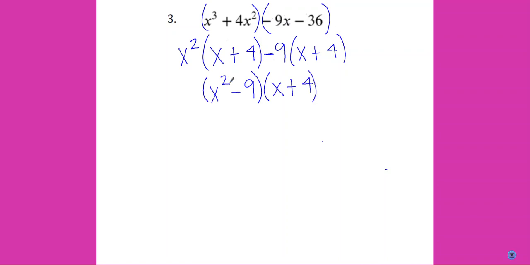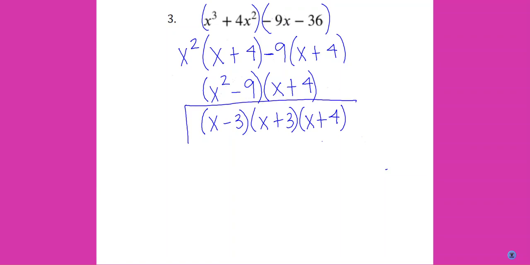Now, if you're in one of the FADA classes, stop here and go ahead and fast forward to problem number 4. This is where you would stop. However, if you're in Algebra 2, we've learned about difference of perfect squares, which is what x squared minus 9 is. So we know that that can be factored further into x minus 3 and x plus 3, and then I would bring down my factor of x plus 4. So again, if you're in FADA, I would expect you to stop here. If you're in Algebra 2, you would keep going with factoring the difference of perfect squares.